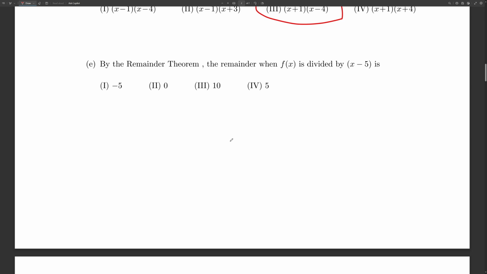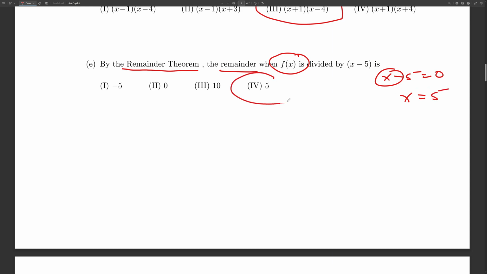Part E. By the remainder theorem, the remainder when f of x is divided by x minus 5 is what? So here we are asked by the remainder theorem. We don't know what f of x is, but it doesn't matter because they ask us for the remainder. And the remainder, when we have our factor here, is when I set x minus 5 equal to 0. So what number will give me x minus 5 equal to 0? That's when x is equal to 5. So my answer is E. Okay.